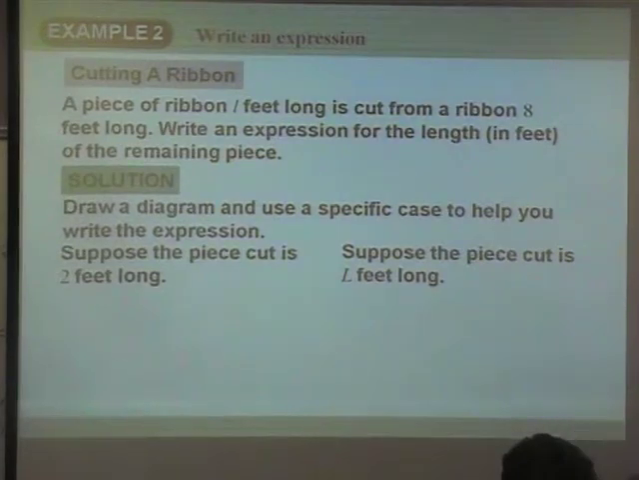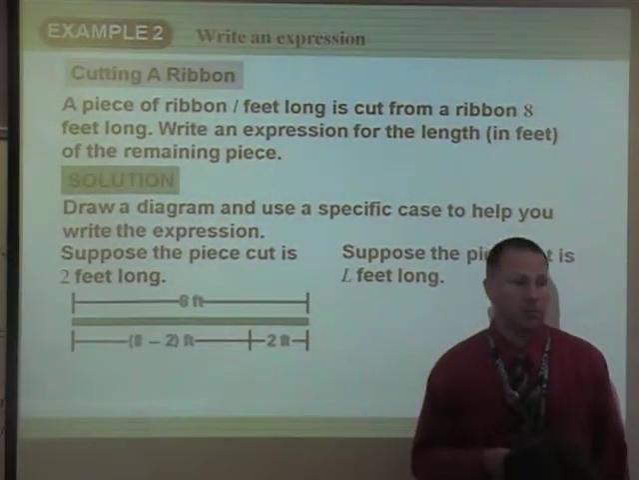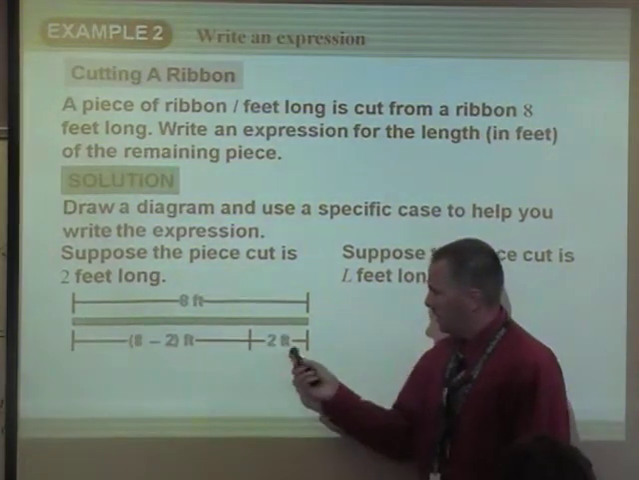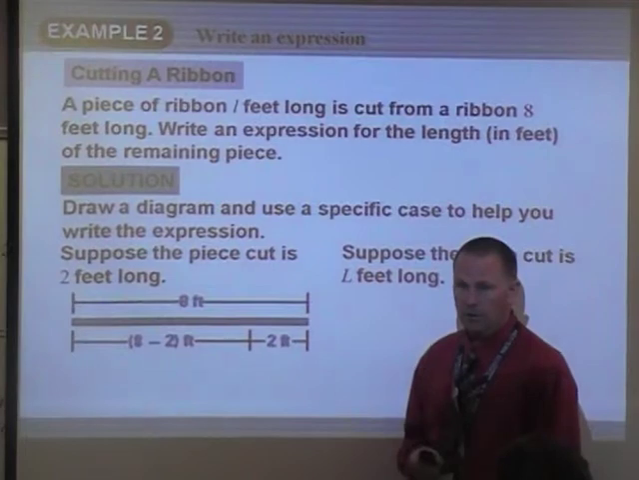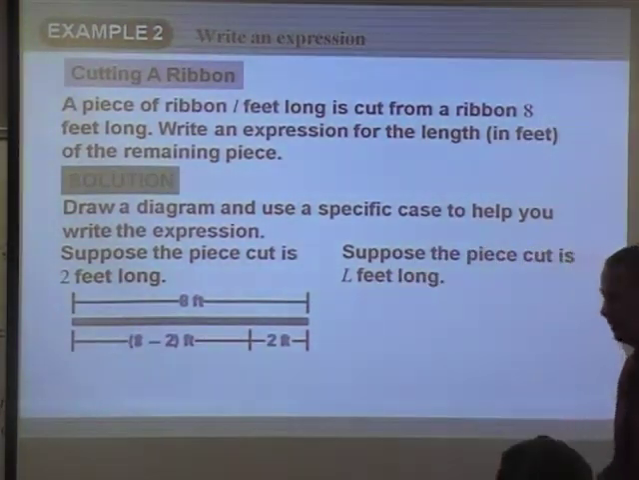Suppose the piece cut is L feet long. There's a picture diagram. So here maybe you should draw a diagram that'll help you figure it out. It's 8 feet long. You cut this piece. That's 2 feet. How would you find out what's left? You take 8 minus 2. That was right. 8 minus L is what you would say.